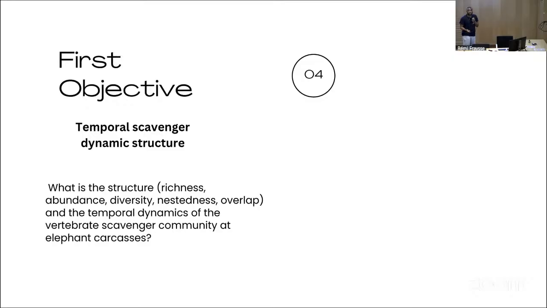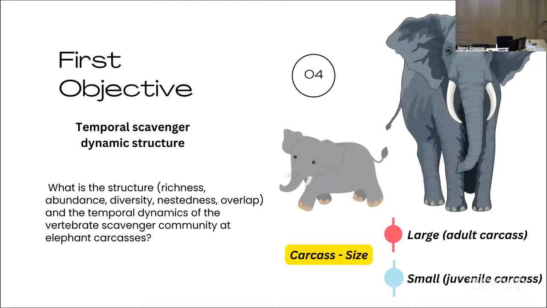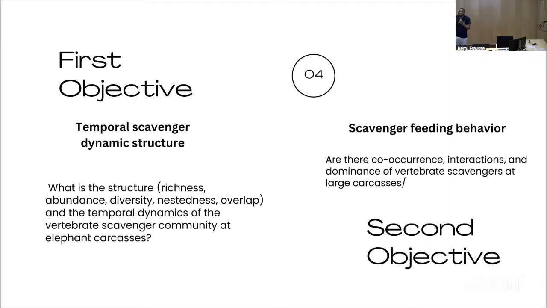My first objective was to find out which species are feeding on these carcasses, who they are feeding with, and at what time they are feeding. For my presentation, I'll be calling large carcasses the adults, and the juveniles small. So small is a baby elephant, but it's still big relative to other species. Large means adult elephants. My second objective was to find out, while these species are feeding, what the probabilities are that a species might feed, and also how long they feed.